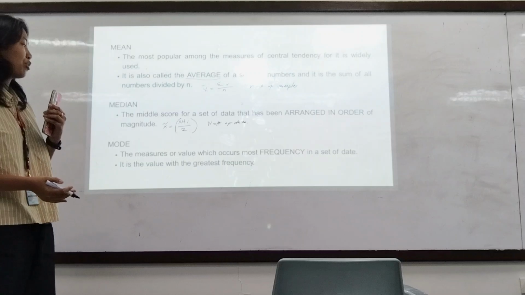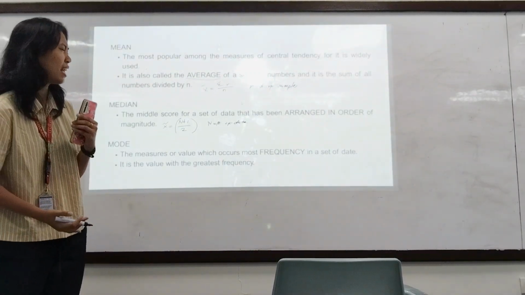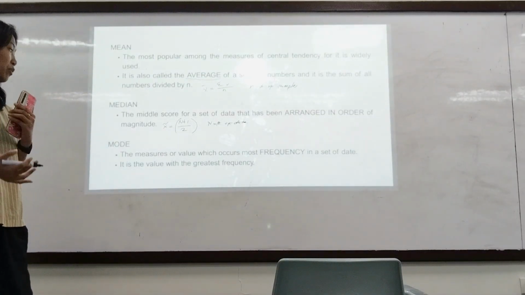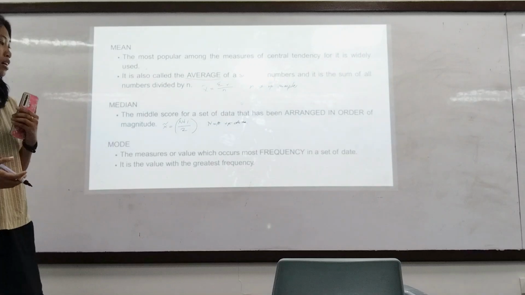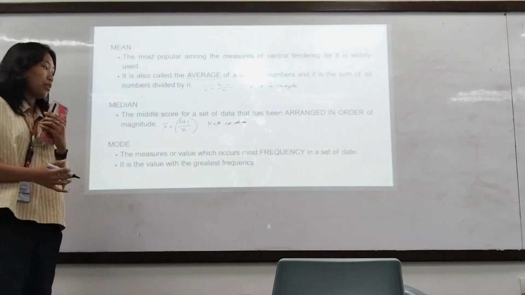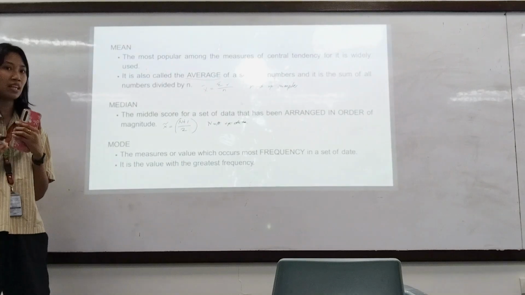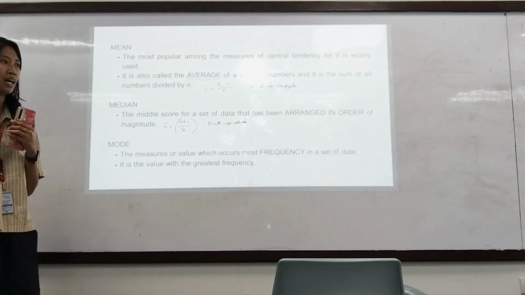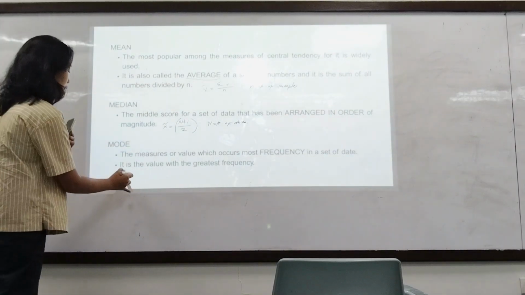Okay, so the mode. The mode is the measure or value which occurs most frequently in a set of data. It is the value with the greatest frequency. So what does it mean? Mode is the number that you see frequently. It's almost like it's repeating. We will explore it later on.